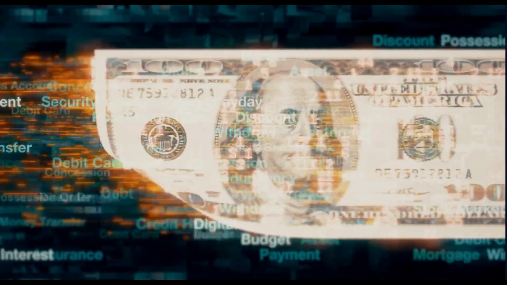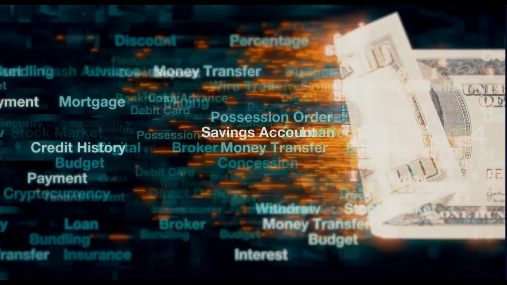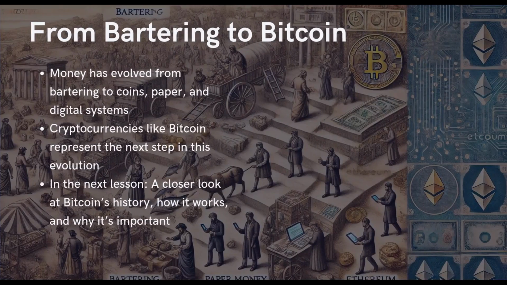Now, picture a world where all the money is digital. People use cryptocurrencies to buy groceries, pay rent, and send money across borders instantly. While this future isn't here just yet, cryptocurrencies like Bitcoin are paving the way for a new era in finance. From bartering goods to using coins, paper money, and digital payments, money has continually evolved to meet the needs of society. Today, cryptocurrencies represent the next big step in this journey.